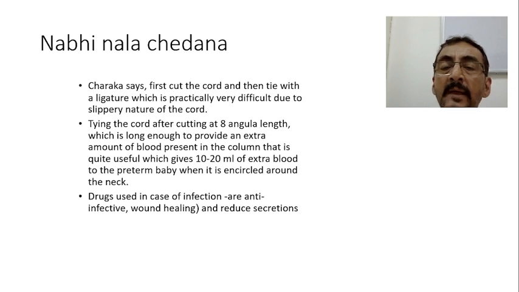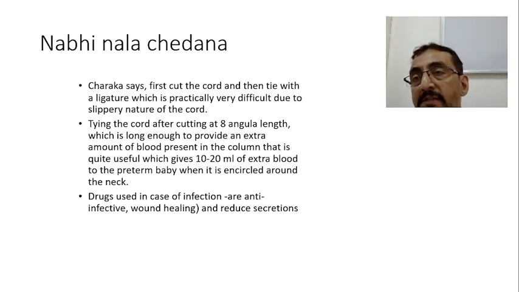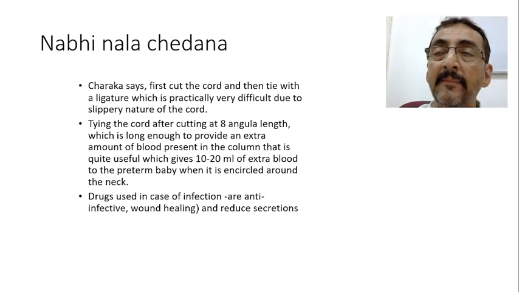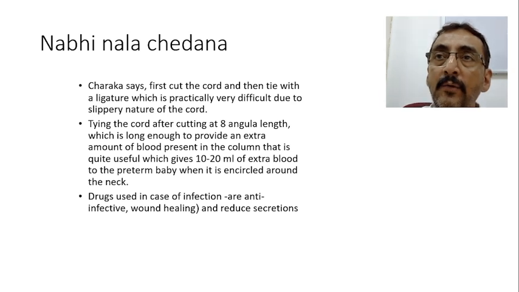Now, there are some pitfalls here. Charaka says, first you cut the cord and then tie with the ligature. According to his explanation, first you have to make a point in between two fingers and then you have to cut. And after cutting, you have to ligate it and then you have to encircle it around the neck. But practically talking, this method is quite difficult. Practically you first cut the umbilical cord and then you tie. So this is practically quite difficult as the umbilical cord is very slippery.